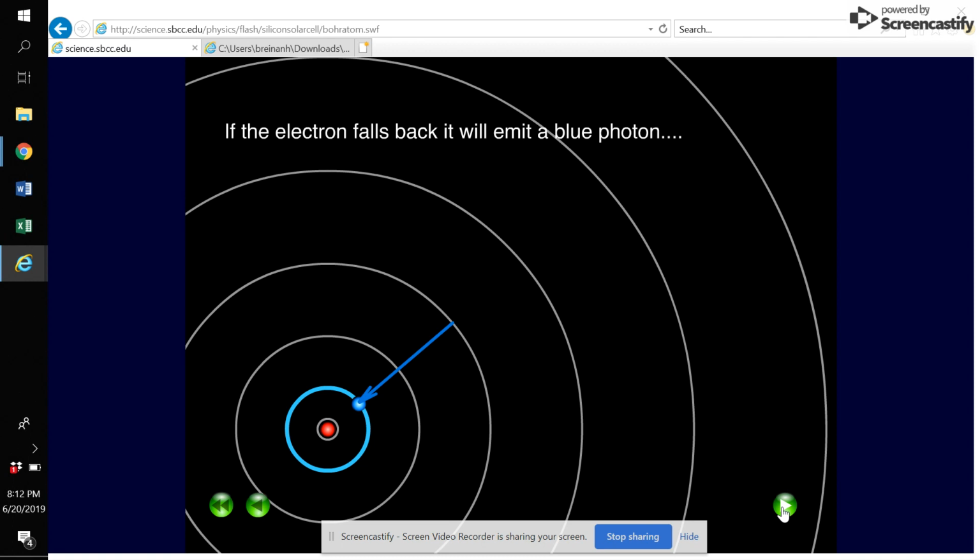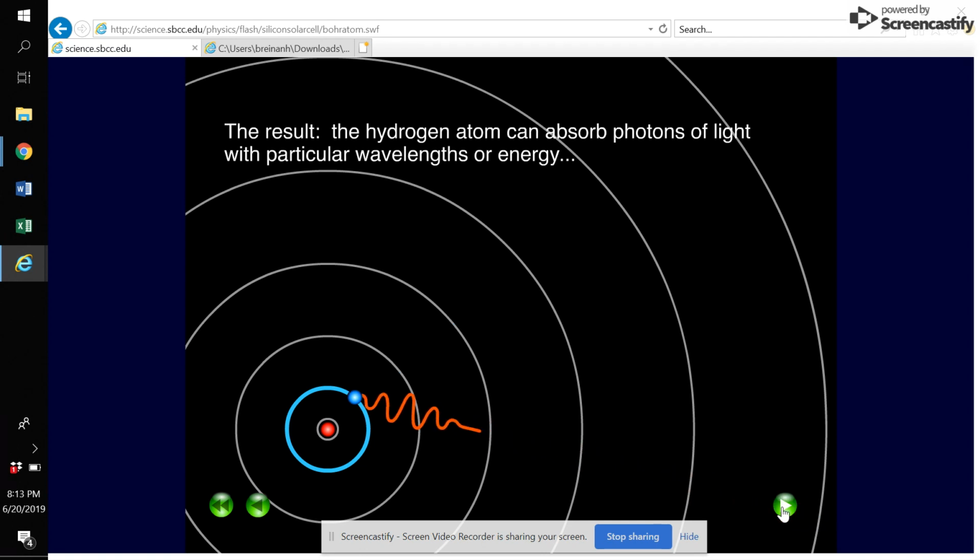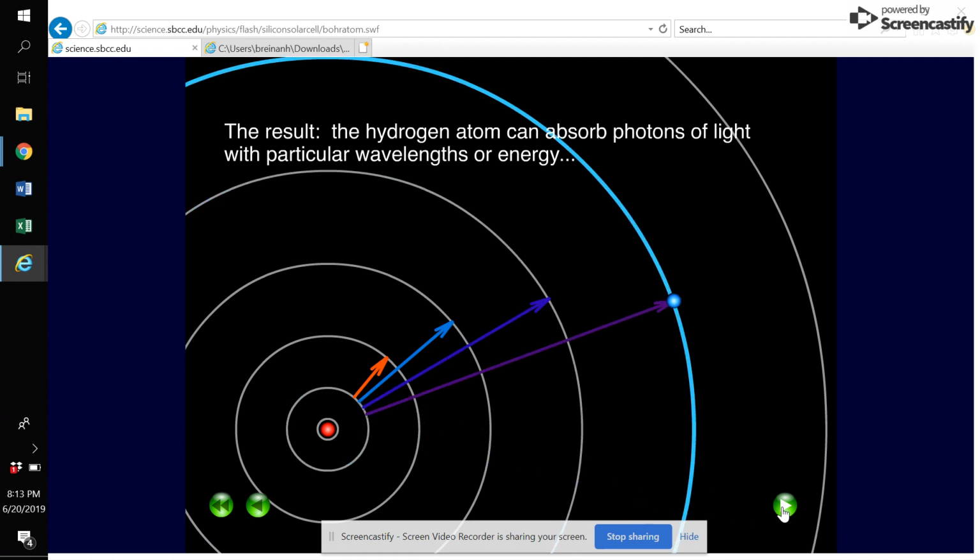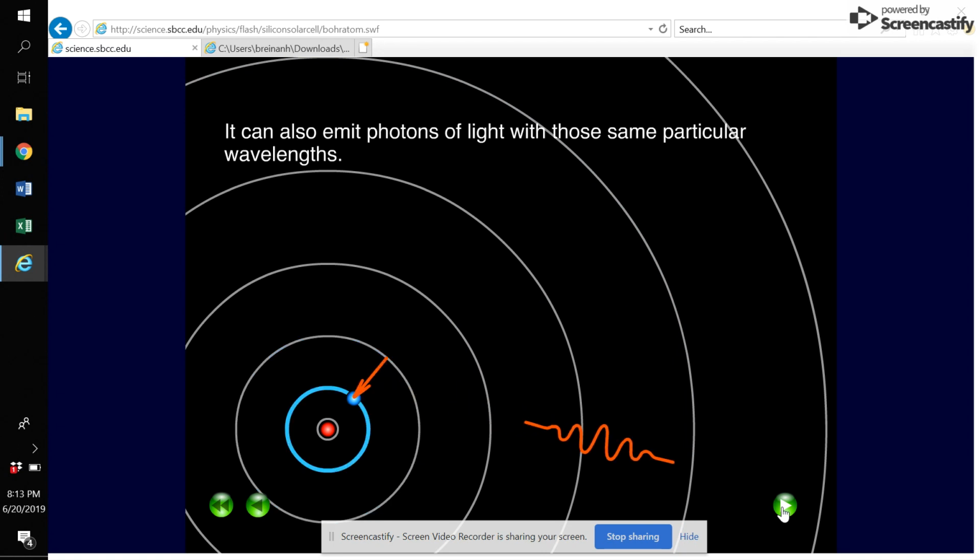The next 2 screens recap the 4 different transitions seen in this simulation, showing each first as absorbing photons of different wavelengths, then releasing the same respective photon when the excited electrons lose energy. So here are the different absorptions from low energy to high energy. And now the reverse process is releasing photons from low energy to high energy.